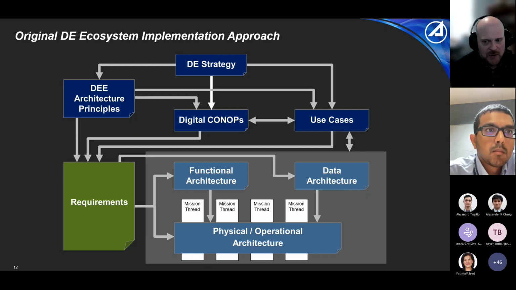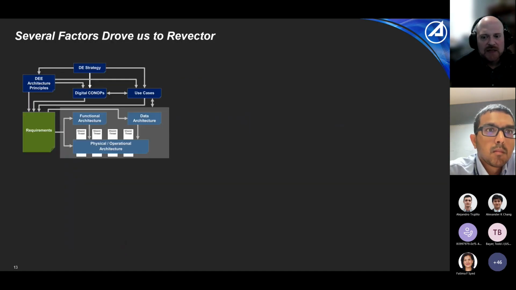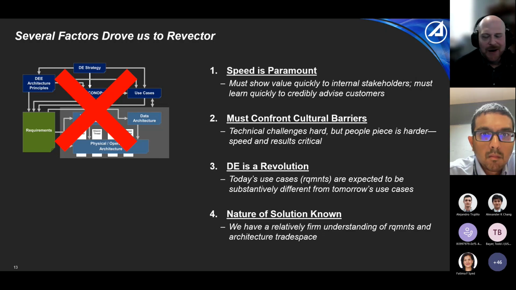But it was slow going, and it didn't really do what we needed it to do in the kind of environment where digital engineering is a very different thing. So that is not where we are today. We ended up going a different direction. And it really was these 4 things I'm showing here which caused us to rethink this and revector.